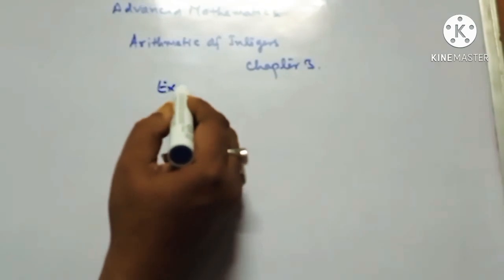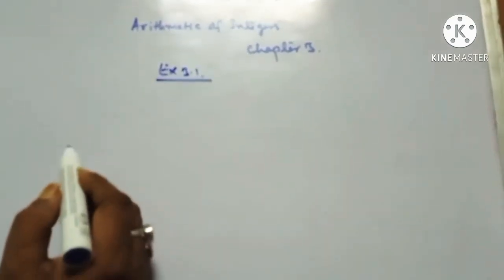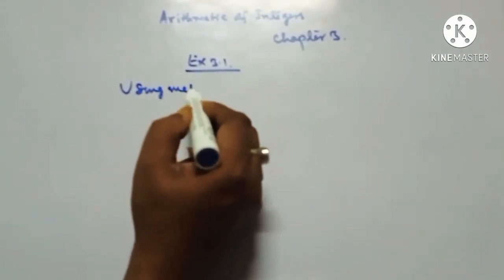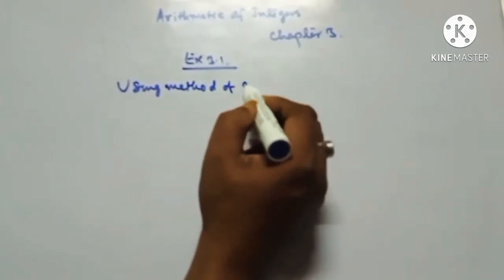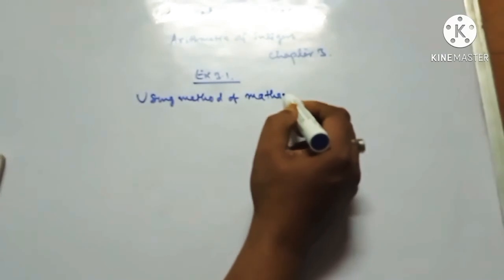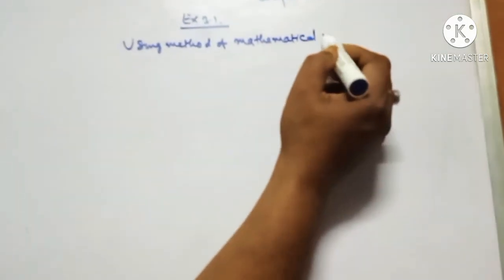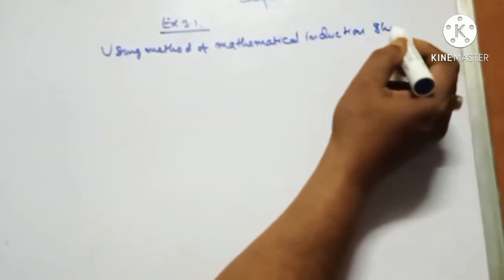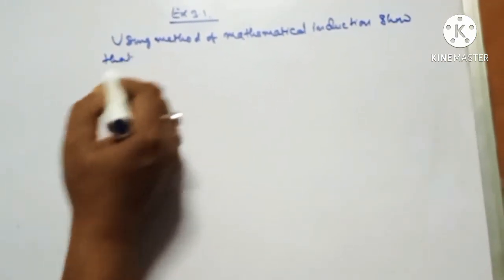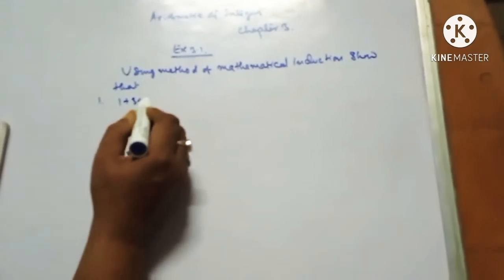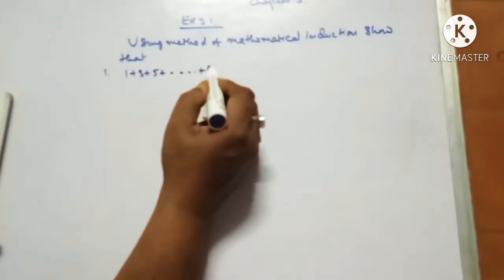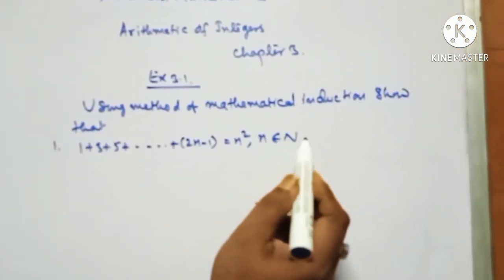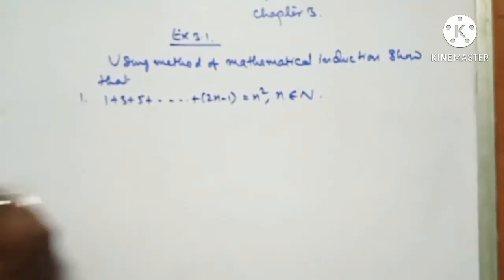Now see exercise 3.1. Here it is given that using the method of mathematical induction, show that 1 plus 3 plus 5 plus dot dot dot plus 2n minus 1 is equal to n square, where n belongs to natural numbers. So we start like this.